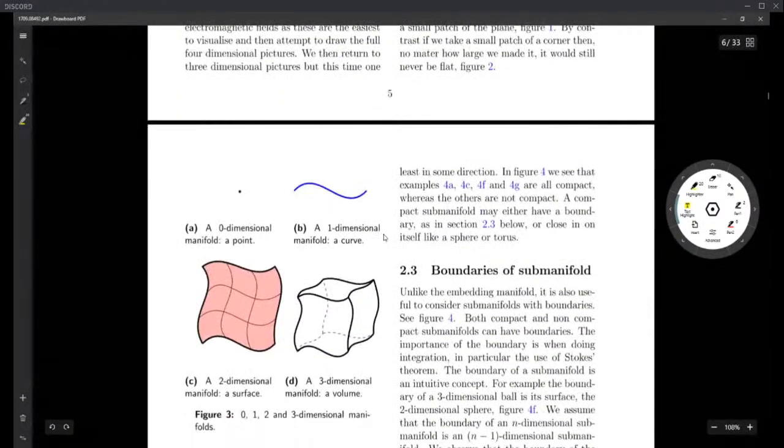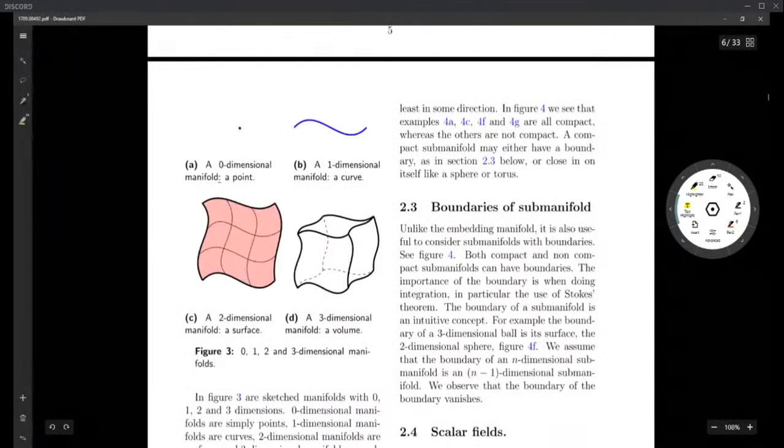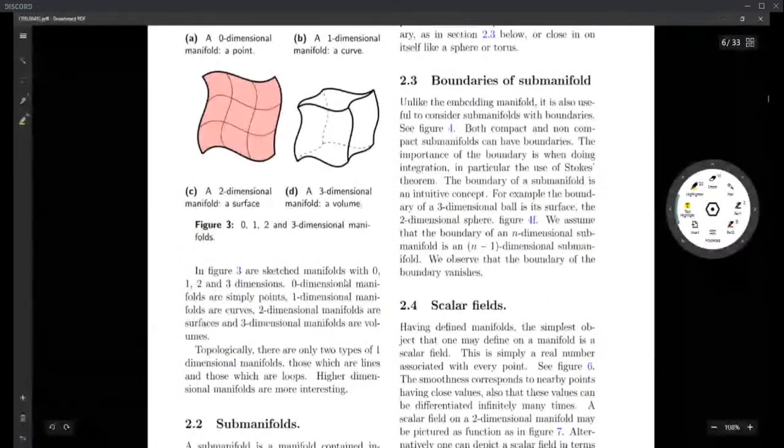So you have examples of manifolds right here. A point has 0 dimensions. A curve has 1 dimension. A surface has 2 dimensions. You get the picture: 3 dimensions for a volume, and so on.